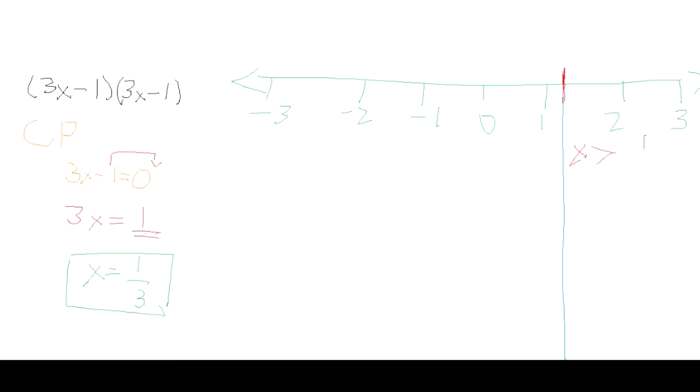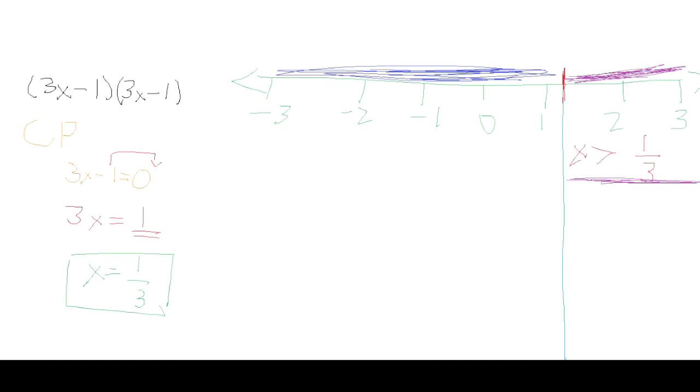So everything that goes here means that this is true. Everything that goes here will always satisfy x is less than 1 over 3. Okay, our critical point, 1 over 3. We will take in our binomials now. So our binomial here is 3x minus 1.